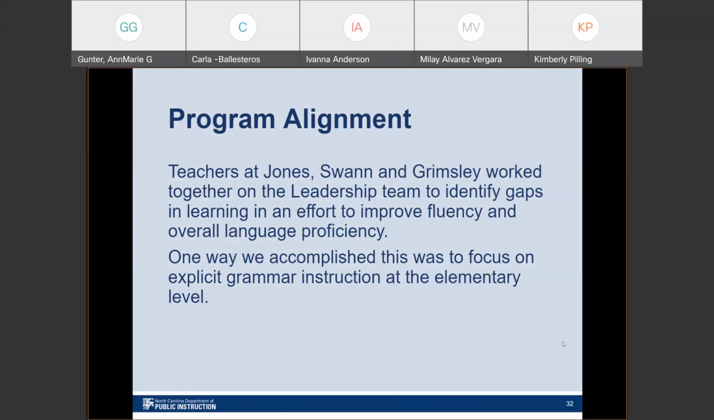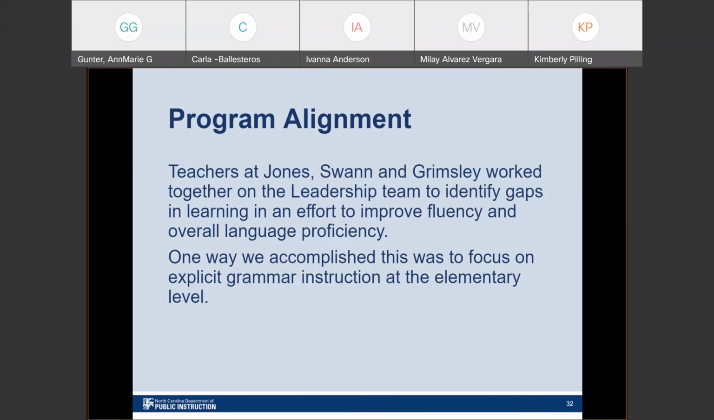Another thing that we did, and again, this was involving teachers so that their practices, their modeling, and their advocacy could be aligned. We have gotten together meetings with teachers at Jones and Swan and Grimsley to work together to identify gaps in learning in order to improve our programs and fluency. One of the things that we saw pop up at the middle and the high school level were some definitely gaps in grammar. And so the great teaching team at Jones started doing a little more grammar focused and explicit grammar instruction in Spanish for their kids.